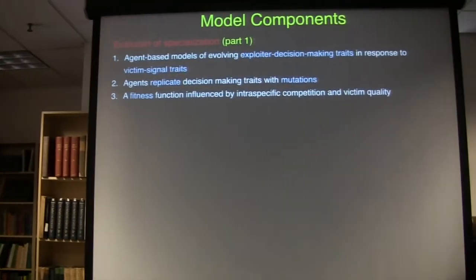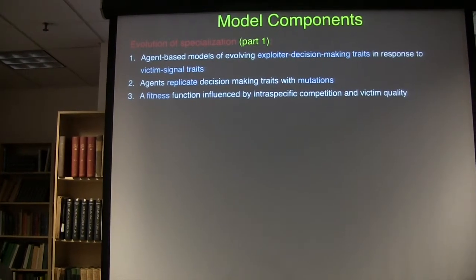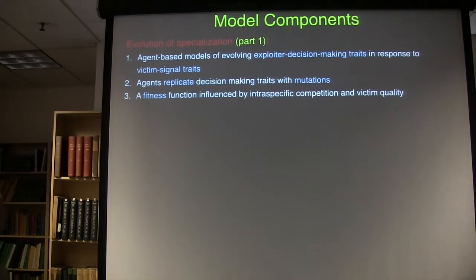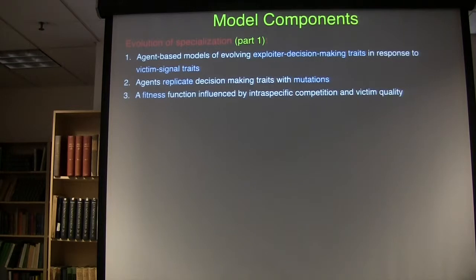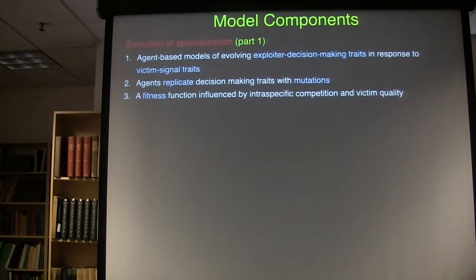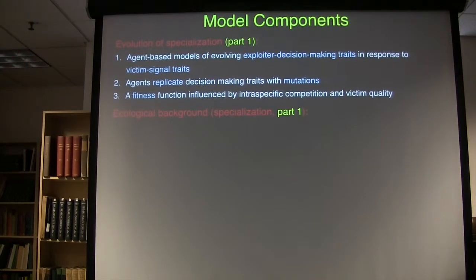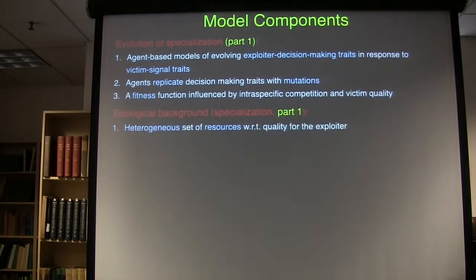And we also have a fitness function that is influenced both by competition and the quality of victims. So for example, in our plant space, there's some plants that may be protected. That's a poor quality victim, or there may be plants that are not protected by, say, chemical compounds on which the individuals can thrive. That's a good quality plant. But if there are a lot of individuals exploiting the same plants, then there's going to be intraspecific competition. So we set up these fitness functions as well. So we have this ecological background to these agents moving in this ecological space.